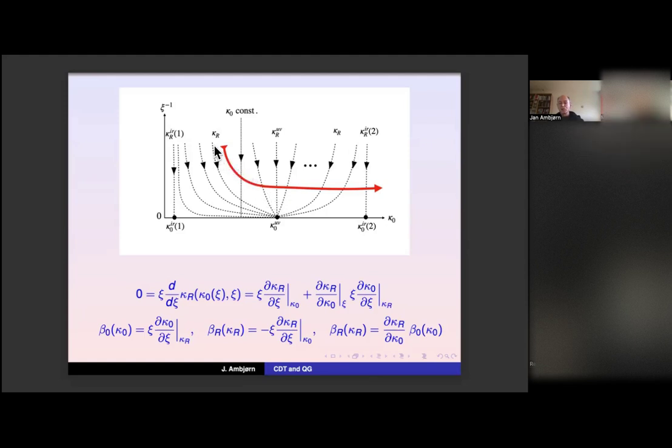For any choice of the bare coupling constant and the correlation length, or the bare mass, depending on what you like, you can calculate the renormalized coupling constant. This is what I just showed you. So let's take this point here. We calculate the renormalized coupling constant, and then we follow a line along which this renormalized coupling constant stays fixed. This will be a curve in this 2-dimensional coupling constant space.